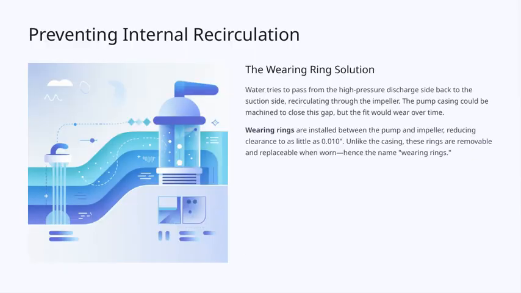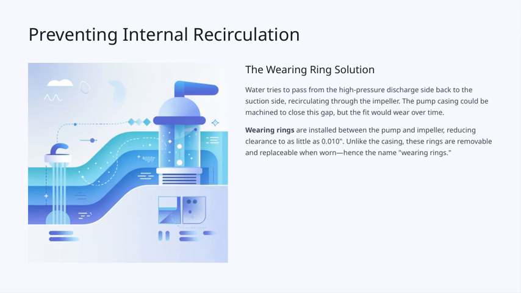Now, let's talk about preventing internal recirculation, and one effective solution is the wearing ring. When a pump is operating, water tends to try to pass from the high-pressure discharge side back to the suction side. This movement causes recirculation through the impeller, which can lead to inefficiency and potential damage.